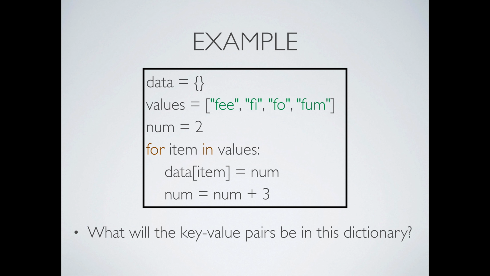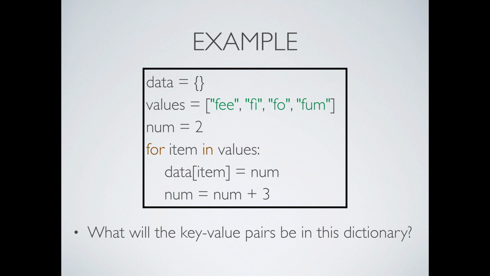Alright, so in this example here, we have an assignment statement. This first line of code says, hey, this variable data is going to get this dictionary. Now this dictionary is the empty dictionary. It has nothing in it, but it's still of type dictionary. Cool. Then we have a list, fee, fi, fo, fum. So this is a list of strings. We store this list into the variable values. And then I say num equals 2. And then I say for item in values, do all this stuff.